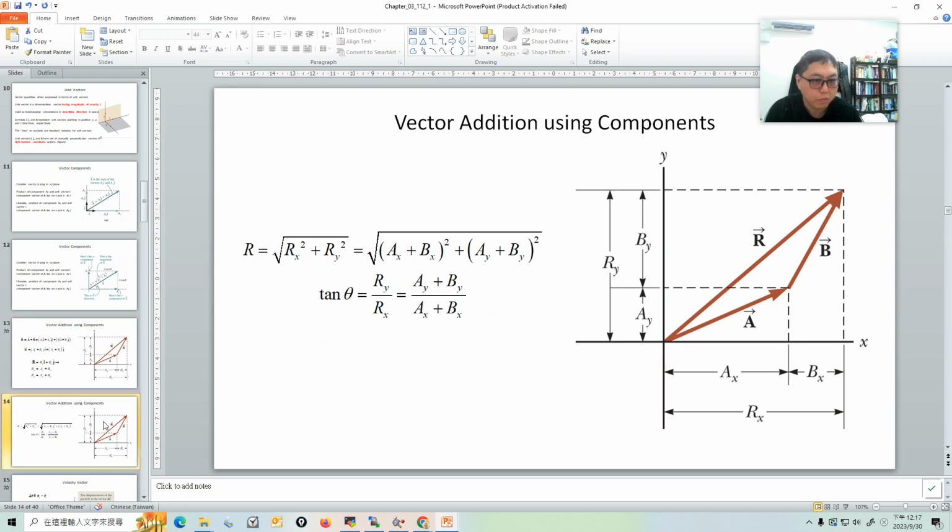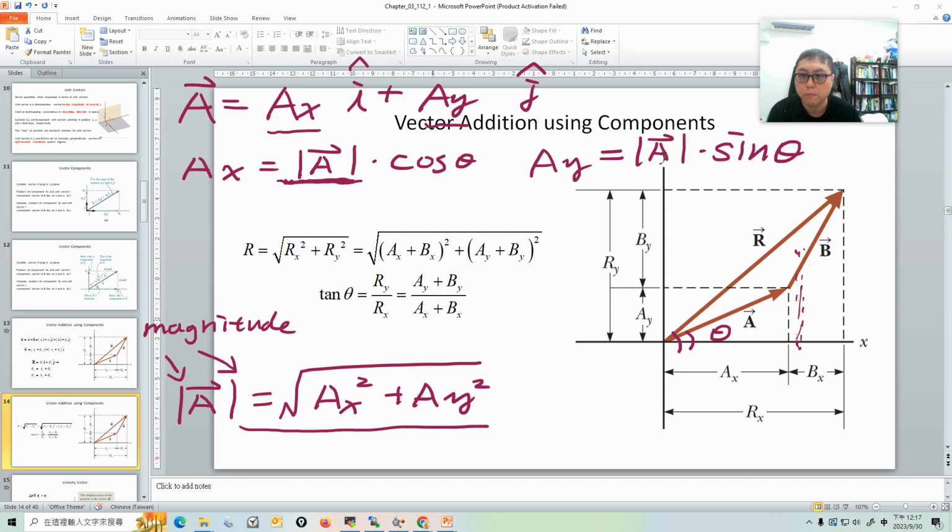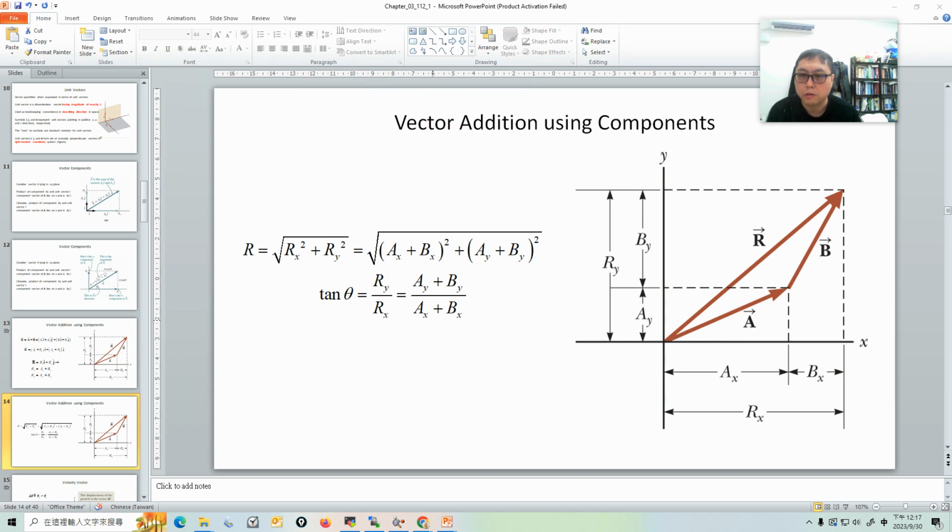And then what's the theta of the resulting vector? The theta means its angle with respect to the x direction. Okay, this is theta. So tangent theta is Ry over Rx.